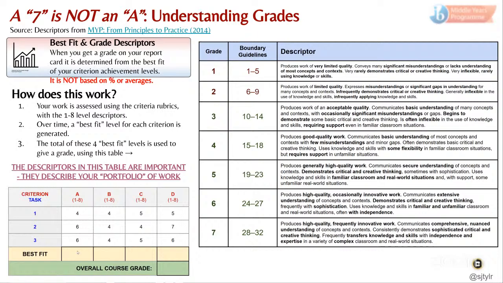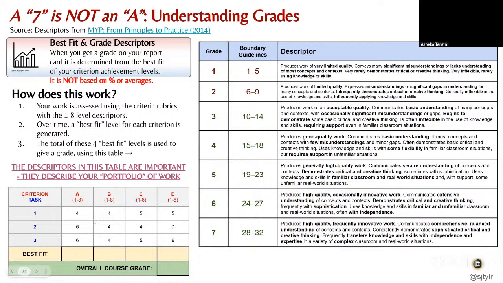Ma'am, can you repeat the question? If you look at this table, okay, a student has done 3 tasks. In one task in criteria A, I have got 4. In the second task, I've got a 6. In the third task, I've got a 6. What will be my best fit? How much do I give for criteria A? Do I give 4? Do I give 6? What is the final grade? Final achievement level. How much should I give?